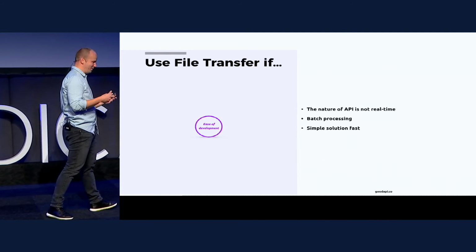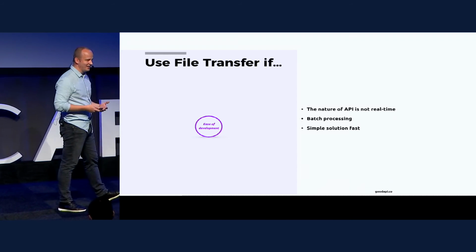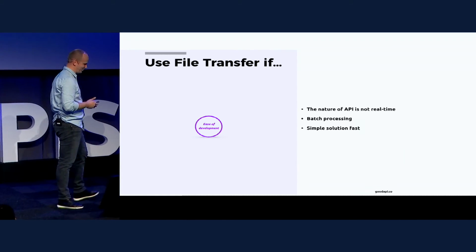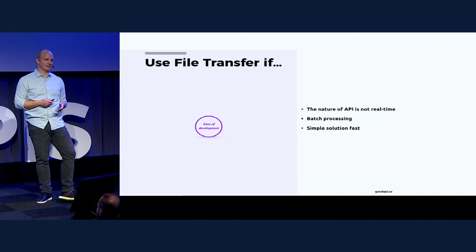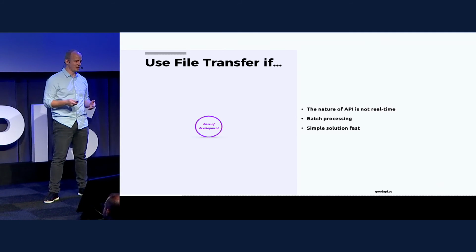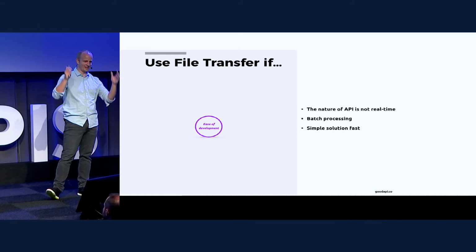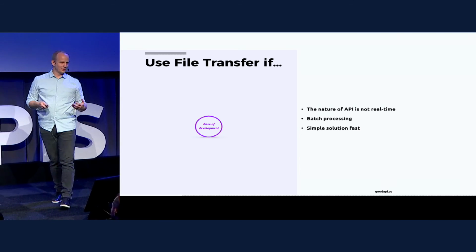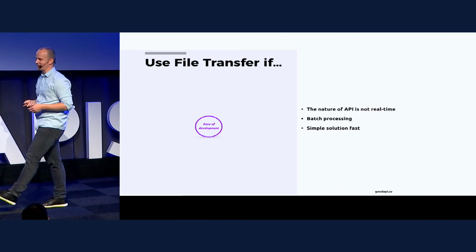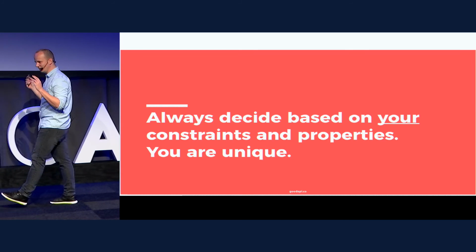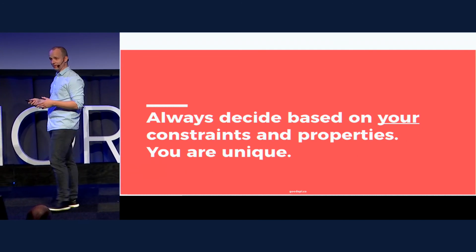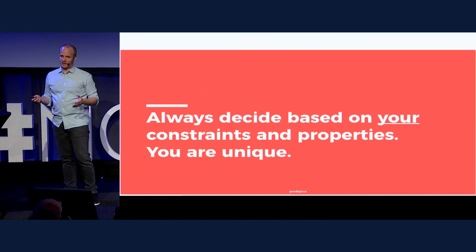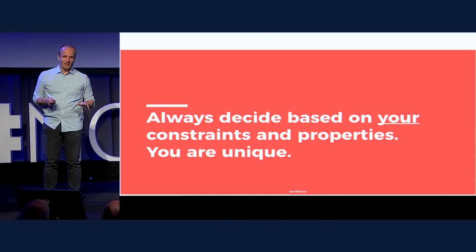So just keep it in mind that it is an API. It has a lot of reasons why you probably don't want to use it, but just don't say, hey, this never makes sense. There might be a situation when just dumping the file, throwing it over the fence might be actually a better choice than building something really, really beautiful and complex. So all in all, always decide based on your constraints and properties you want to get, because you are unique. So that's the message here.